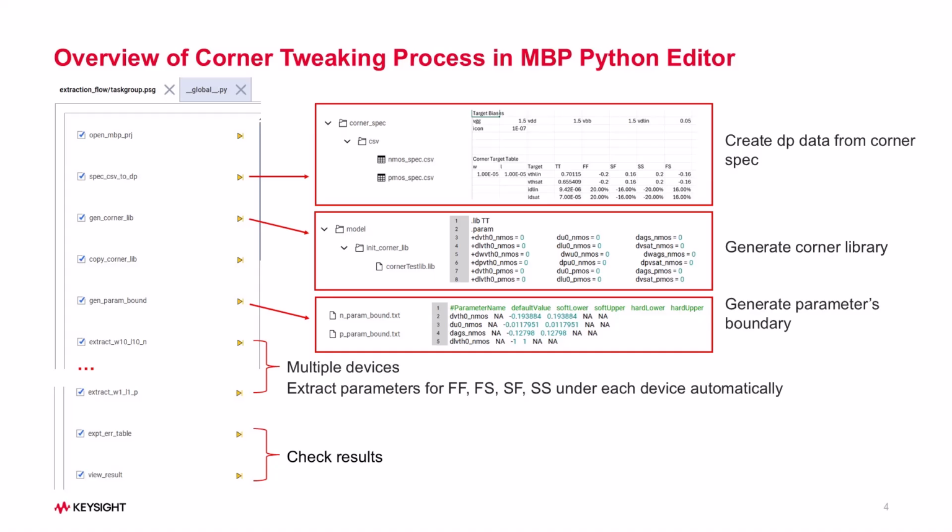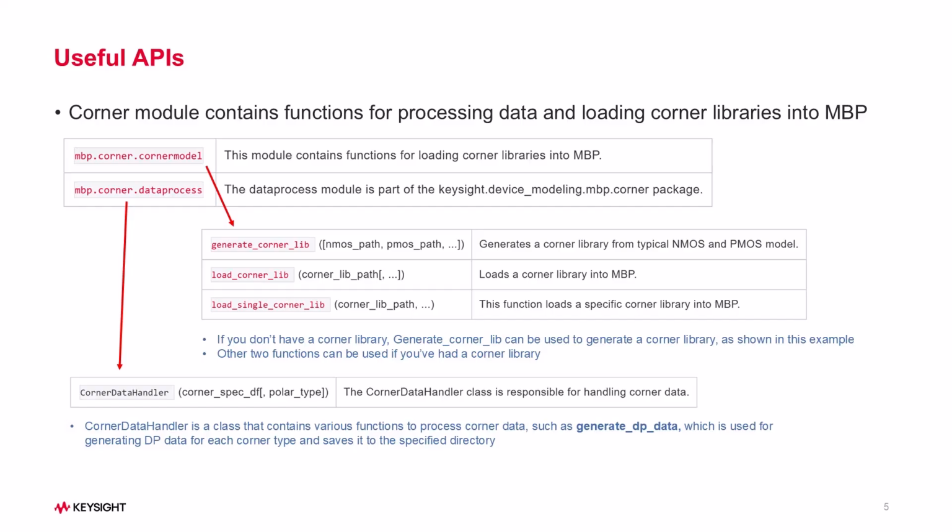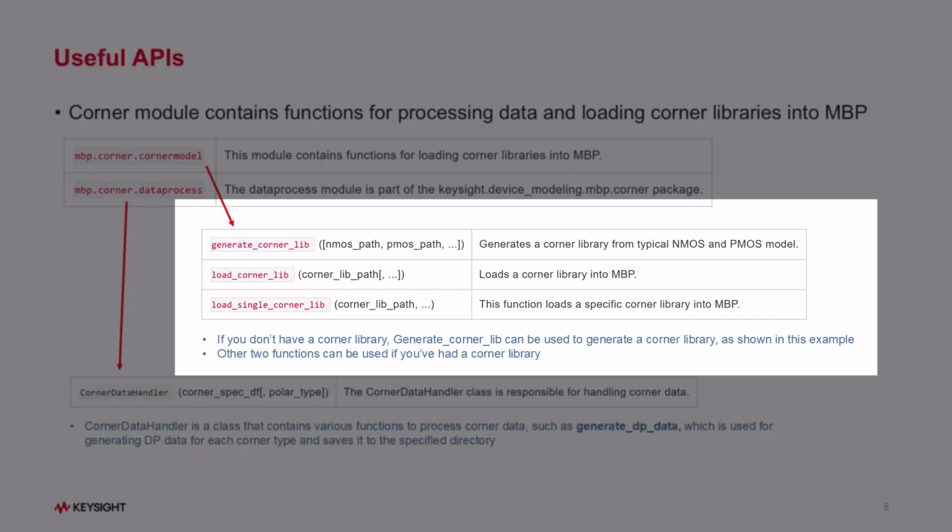Next, let's explore some useful MBP Python APIs for corner twinking. In the corner module of MBP Python, there are 2 main functions: corner model, which is used for generating and loading corner libraries into MBP; and generate corner lib, which calls corner model to generate a corner library using typical NMOS and PMOS models. If you have a corner library, you can use other 2 APIs. The load corner lib is used to load a whole corner lib into MBP, while the load single corner lib will load a specific corner library into MBP.